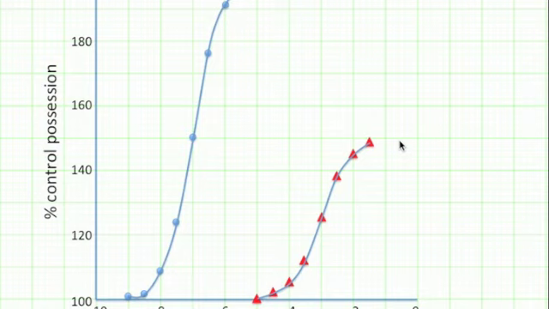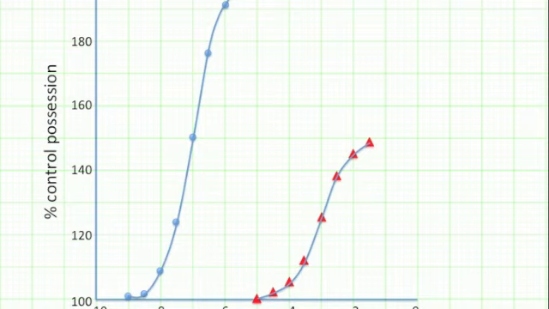Once we've drawn the curves, we can use them to start working out some parameters that describe how the drugs behave. The first parameter that we need to work out for nicotine is the maximum effect. Now, if this curve continued on up, it would reach an asymptote at around about 200%. So that's our maximum effect. We then need to work out the EC50 value. That's a measure of potency.